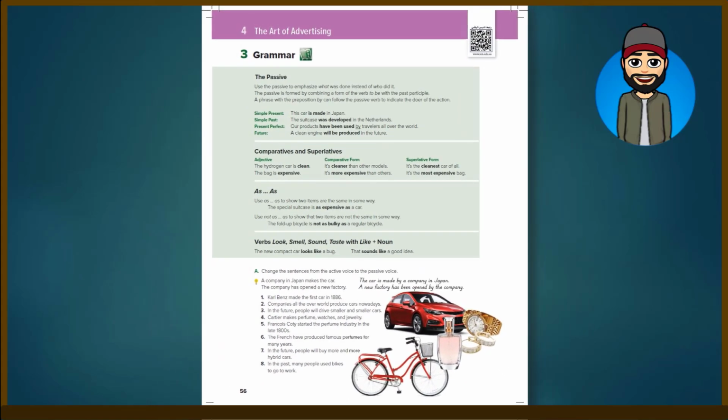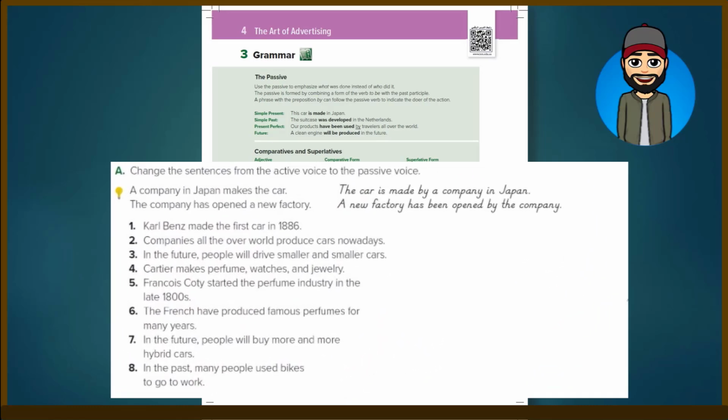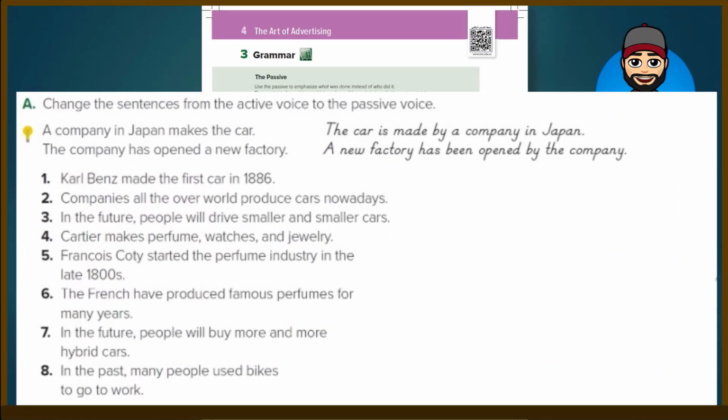Now open your book on page 56. الآن افتح كتابك صفحة 56. Question A. سؤال A. Change the sentences from active voice to passive voice. حول الجمل من المبني للمعلوم إلى المبني للمجهول. For example, مثال: A company in Japan makes the car. Now when we change it to passive, it becomes the car is made by a company in Japan.